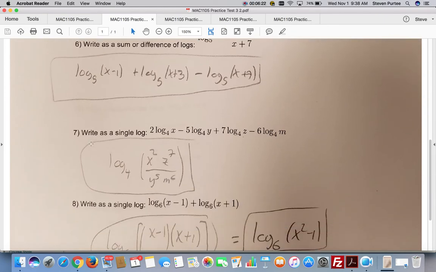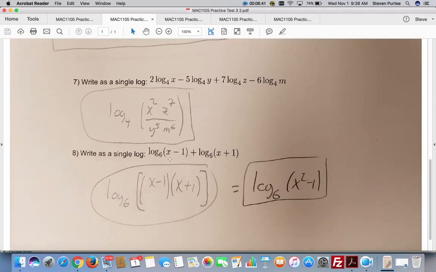Okay, same game here, only now we're going backwards. Anything that's positive will be on top. All the exponents come in. Anything negative will go on the bottom. So the y and the m are negative. They're on the bottom. The x and z were positive. They're on top.